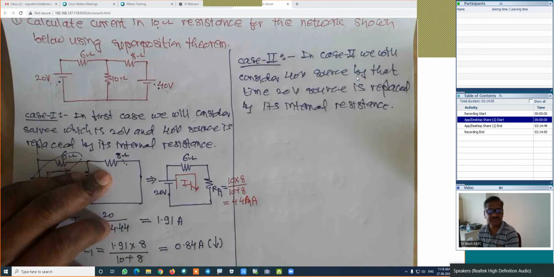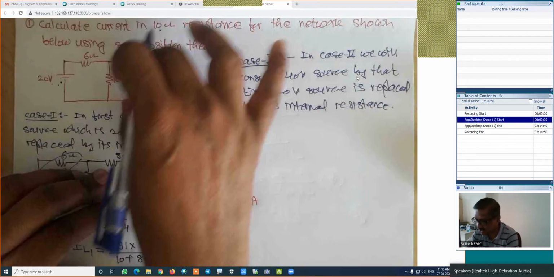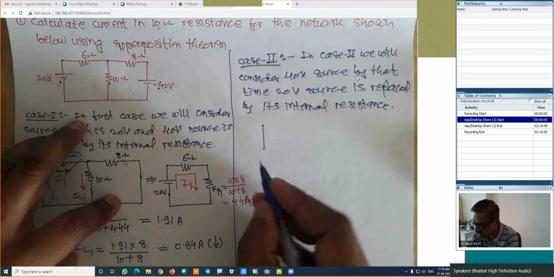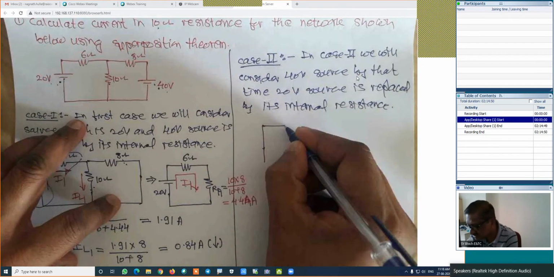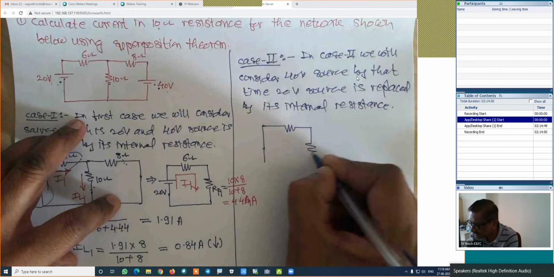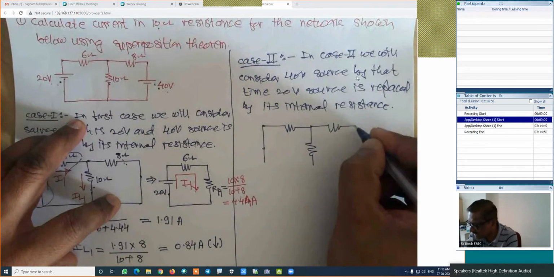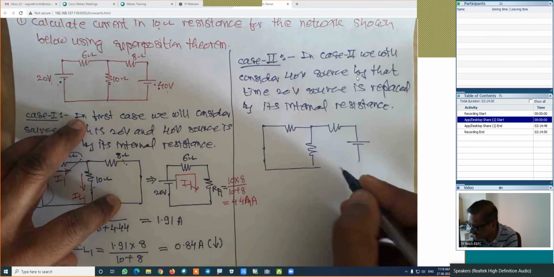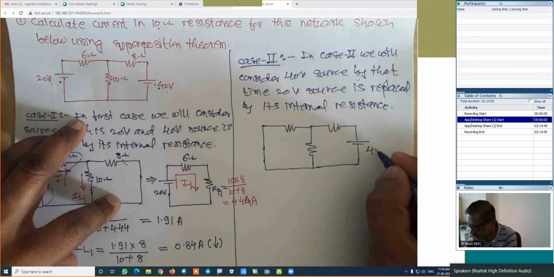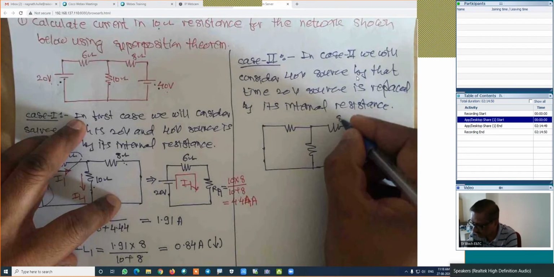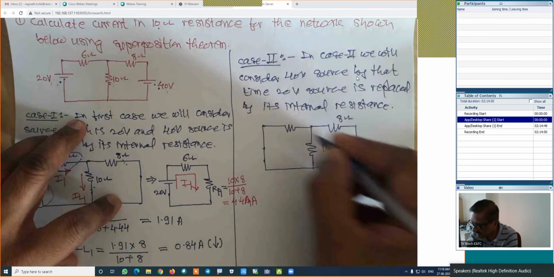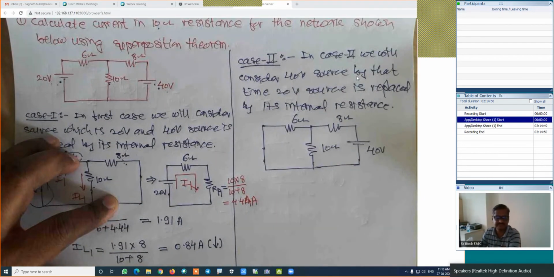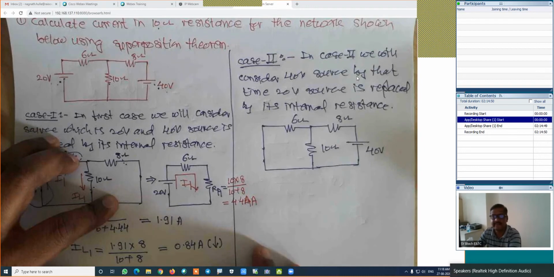How is the figure for case 2? I will take the same figure, I will draw its figure. In that case, this source will be replaced by its internal resistance, which is 0. This is 6 ohm, this is 10 ohm, this is 8 ohm, and this is again the 40 volt. Because in the second case, we have considered the second source, which is 40 volt. This is 8 ohm. This is 10 ohm. It is 6. Is it right?